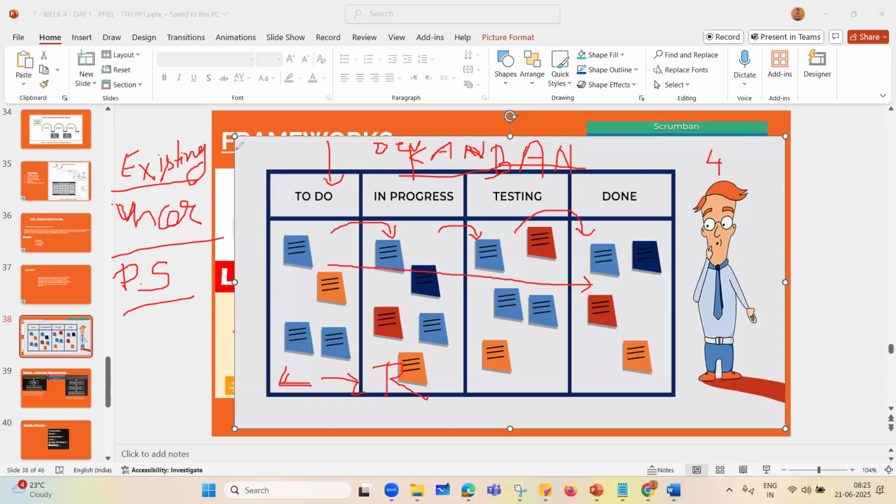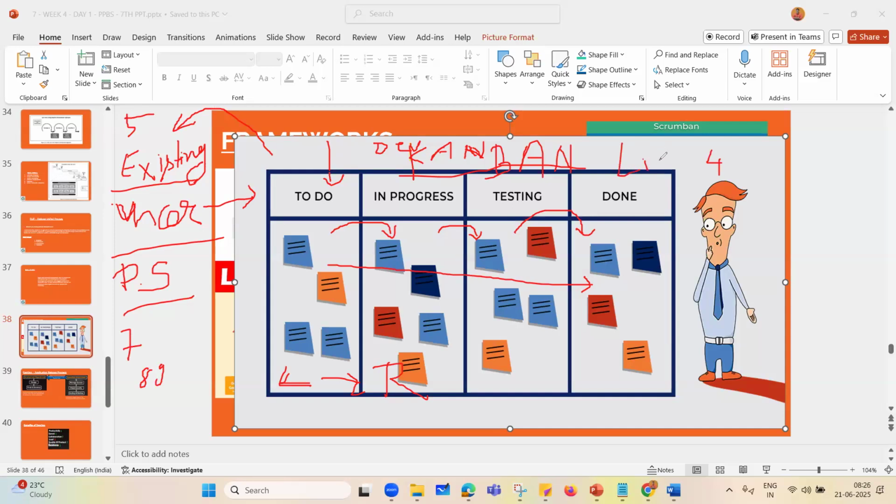How many people will be working in Kanban? Multiple, because Kanban works on the existing system. It means that if the existing system has 5 people working already, Kanban will be applied there. If 7 people are working, Kanban will be applied there. If 8 or 9 people are working, Kanban can be applied there. Kanban does not define its own system. And depending upon whoever is working, based on that, we decide a limit.